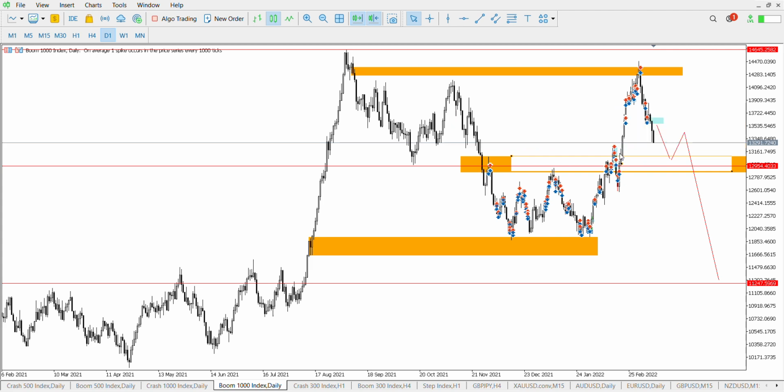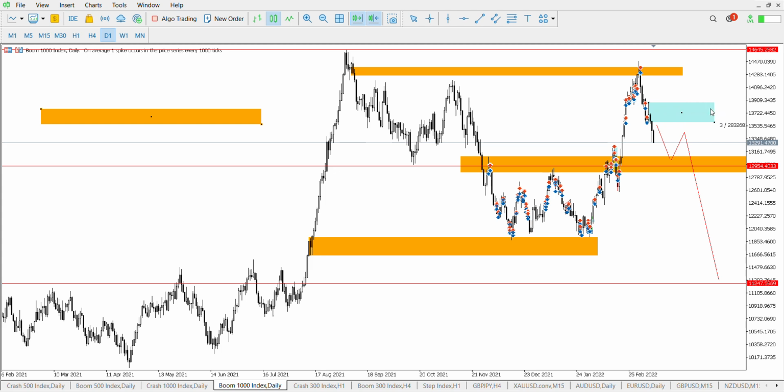Okay, let me do this. I think it will drop down to this zone, push back up a bit, probably here for a lower high, and then drop again. Or okay, I can do this. Or we have this push up here and a move up.